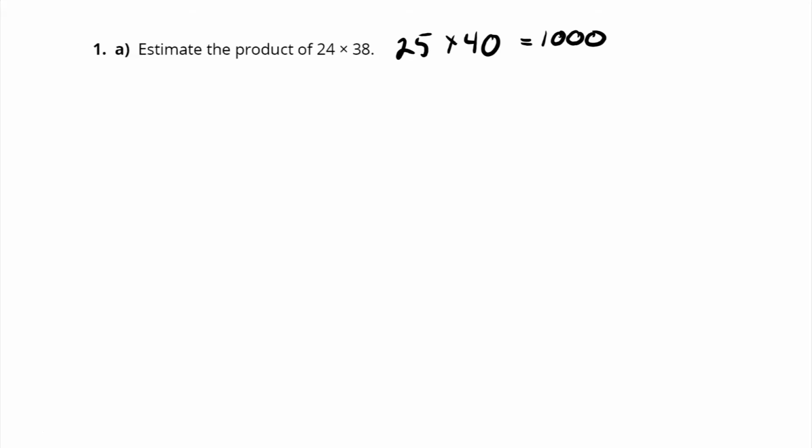I know that it's going to be a little bit smaller than that. And I also know that if I went the other way, if I did 20 times 40, that's going to be about 800. So I'm probably looking for a number that's somewhere in between that range.